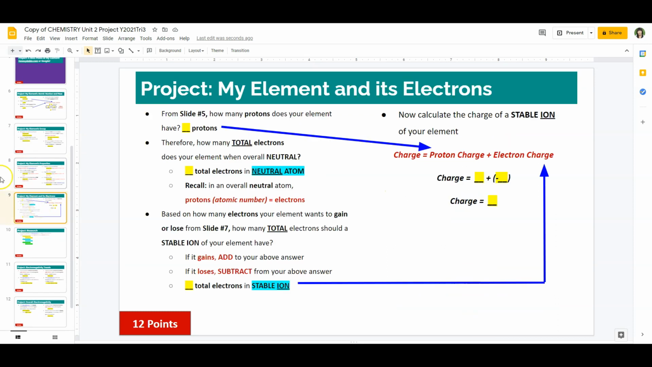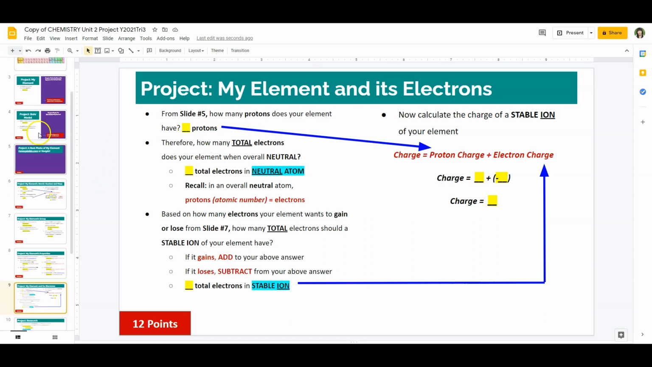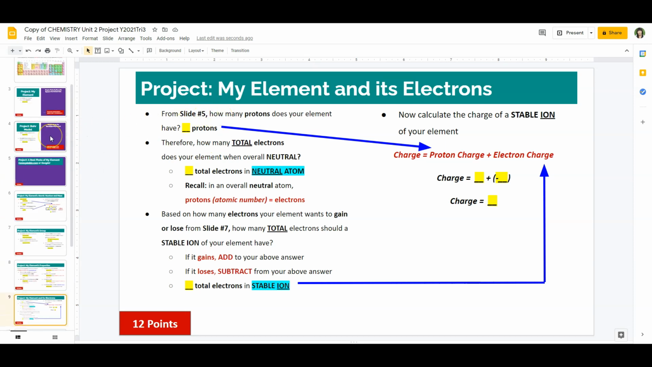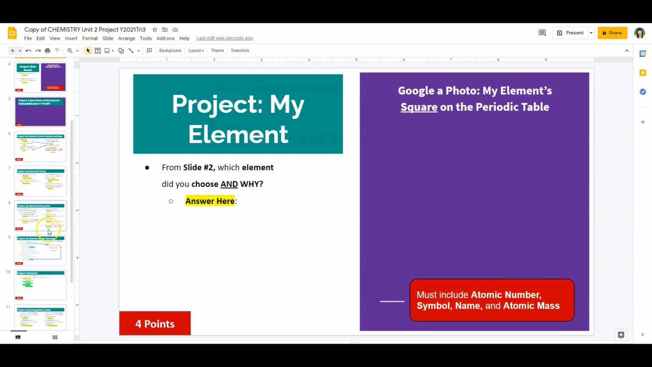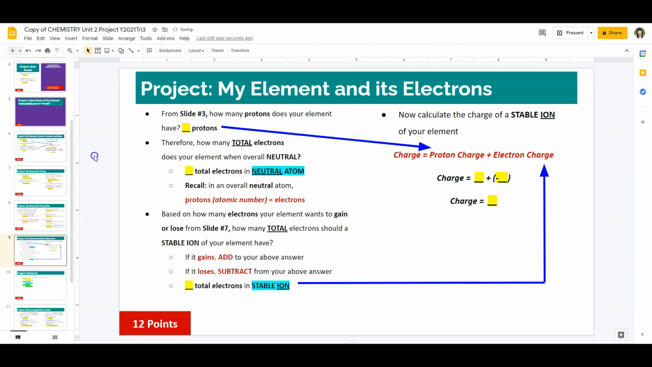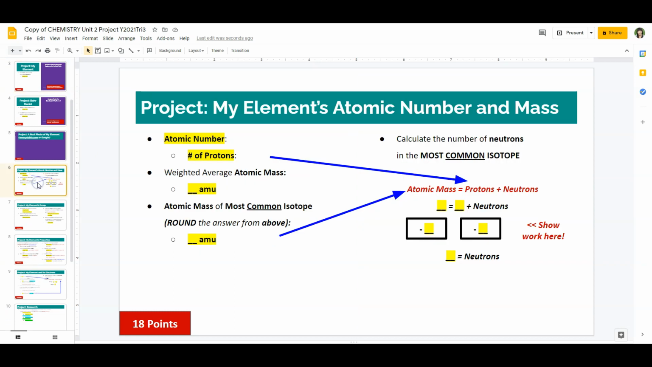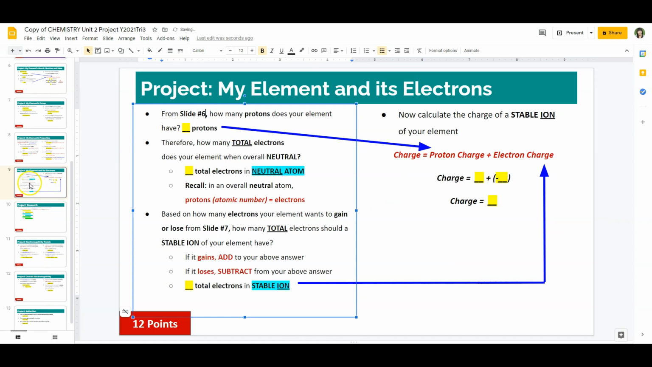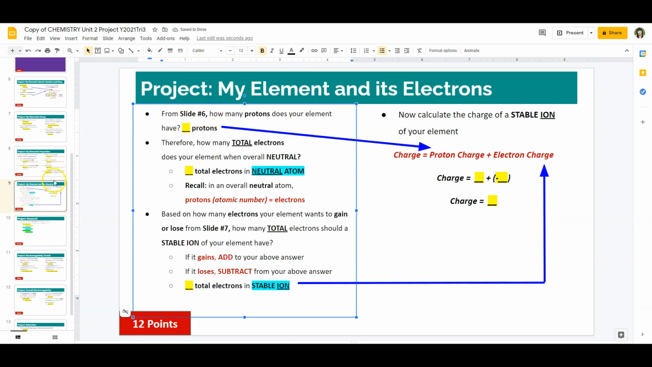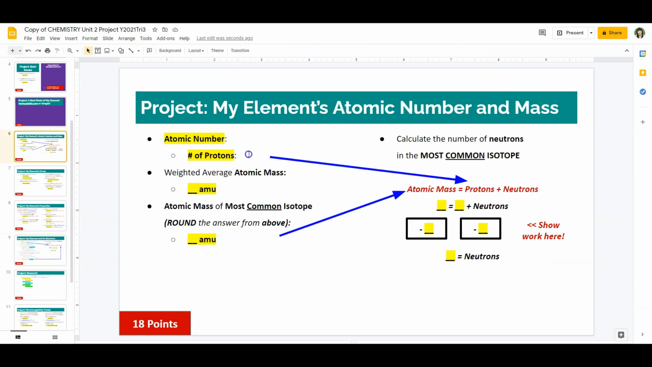Let's take a look at slide number 9. Slide number 9 says, from slide number 5, how many protons does your element have? Oh, sorry, this should say from slide number 3. I apologize. Oh no, sorry, slide number 6. Instead of slide number 5, it should say from slide number 6. Slide number 5 is the picture. Anyways, from slide number 6, how many protons does your element have?